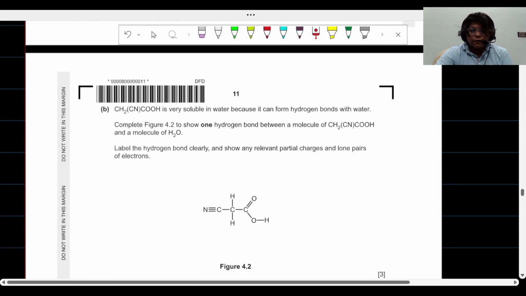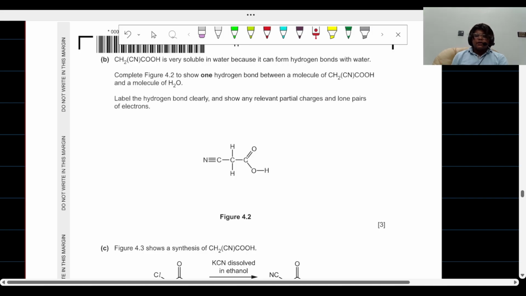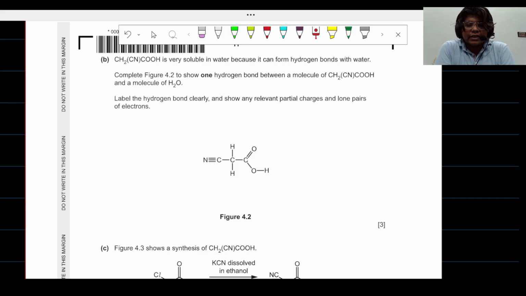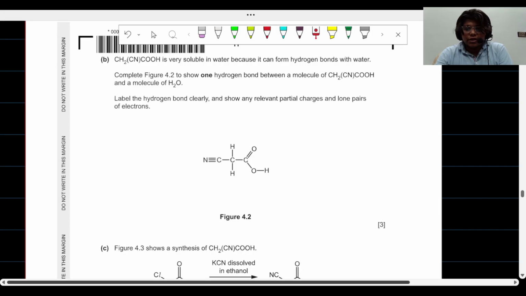Okay, now for part B, it says that this, again, is the cyanoethanoic acid. It is very soluble in water because it can form hydrogen bonds with water. So we need to complete figure 4.2 to show one hydrogen bond between a molecule and water, and we need to label that hydrogen bond clearly, right? So for the hydrogen bond we would be using OH, right? So we need to show the labeled hydrogen bond. So this would be something like this.